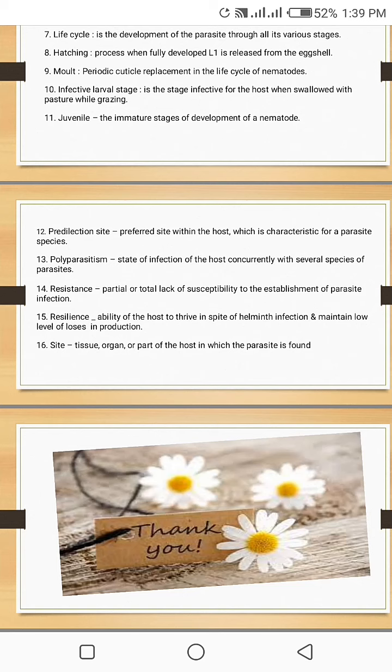Polyparasitism is a state of infection of the host concurrently with several species of parasites. Resistance can be a total or partial lack of susceptibility to the establishment of parasite infection. Resilience is the ability of the host to thrive in spite of helminth infection and maintain a low level of loss in production. The animal is infected, but they reduce the loss caused by the disease. Site can be a tissue, organ, or part of the host in which the parasite is found.